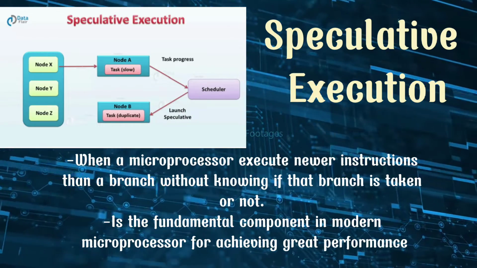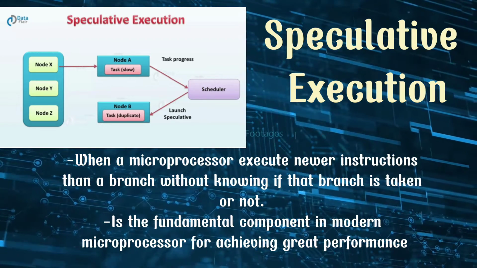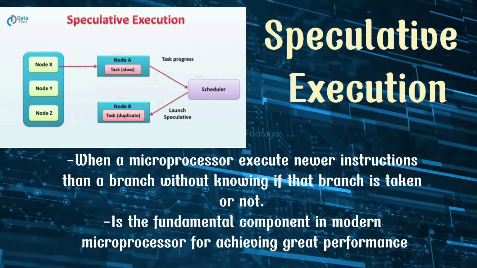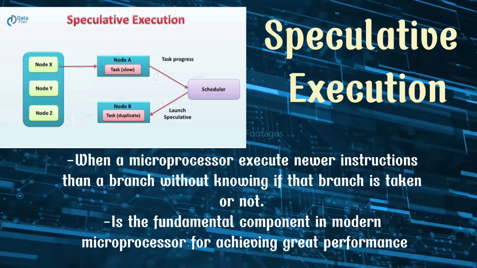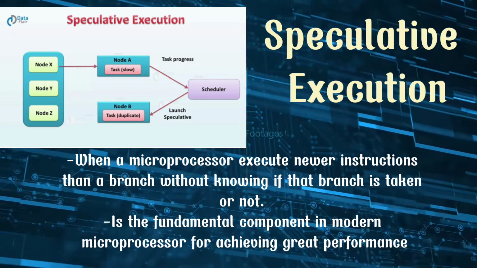Speculative execution. This is when a microprocessor executes instructions beyond a branch without knowing if that branch is taken or not. It is a fundamental component in modern microprocessors for achieving great performance. And this is the table for speculative execution.